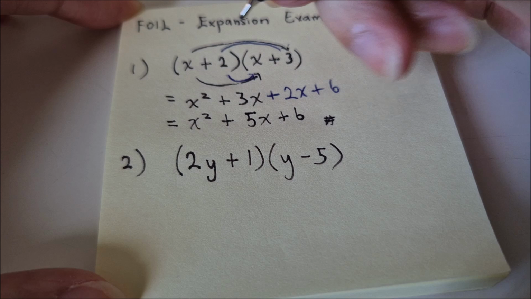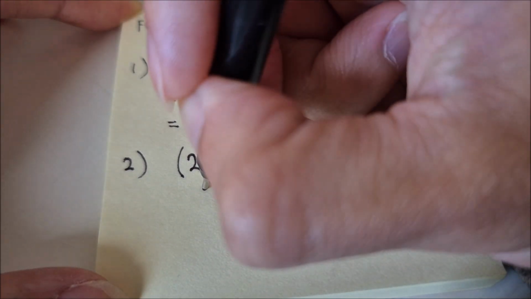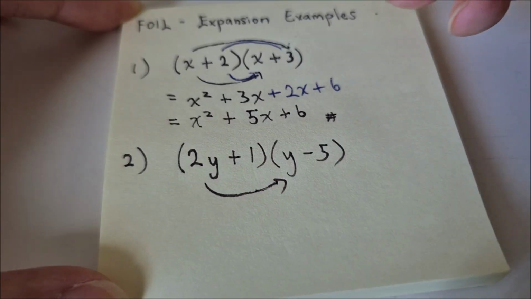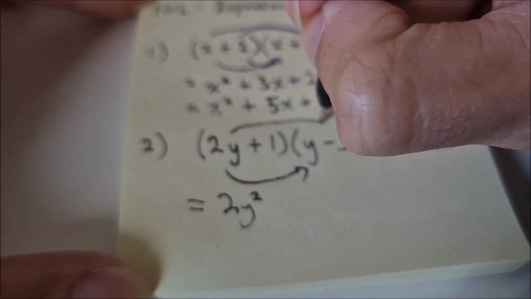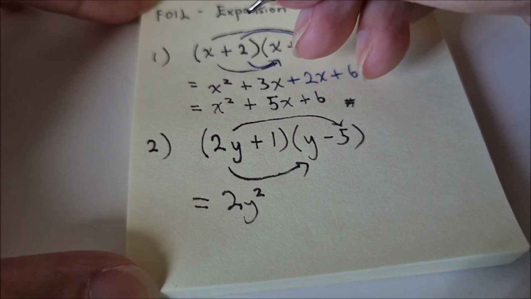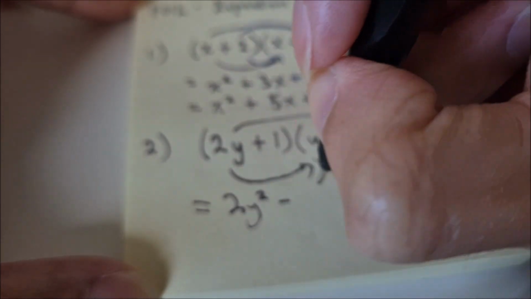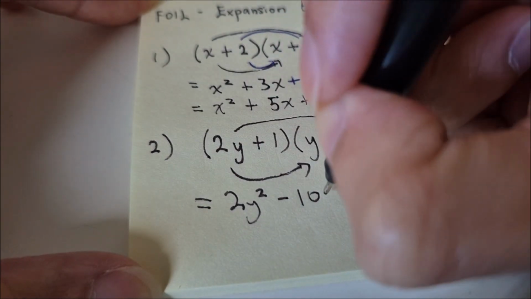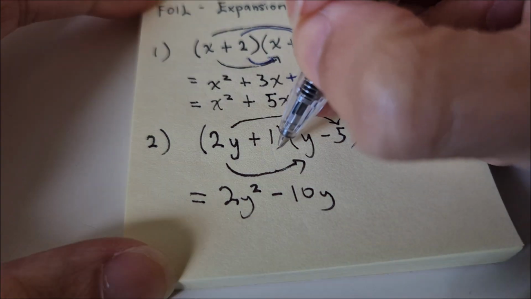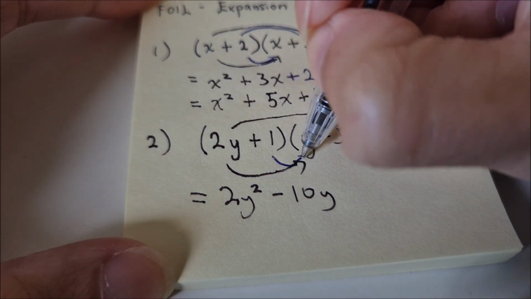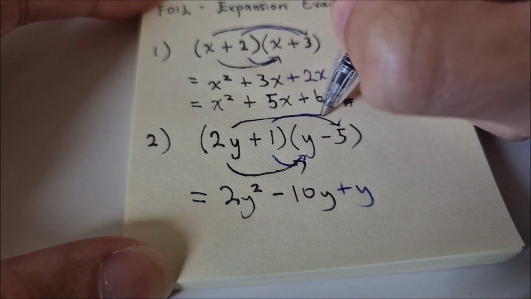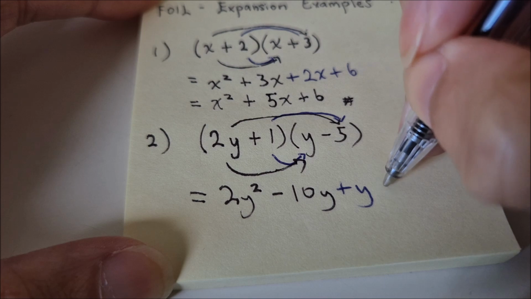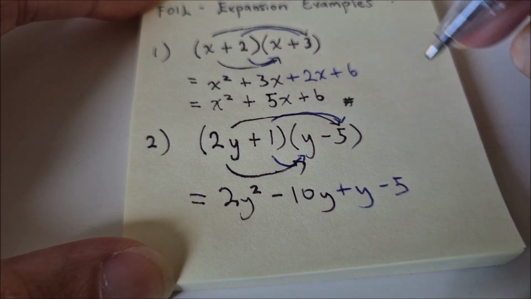Question 2. We have 2y times y, 2y squared. And then we have 2y times negative 5, which will be negative 10y. And then we have 1 times y, positive y. And then we have 1 times negative 5, so minus 5.